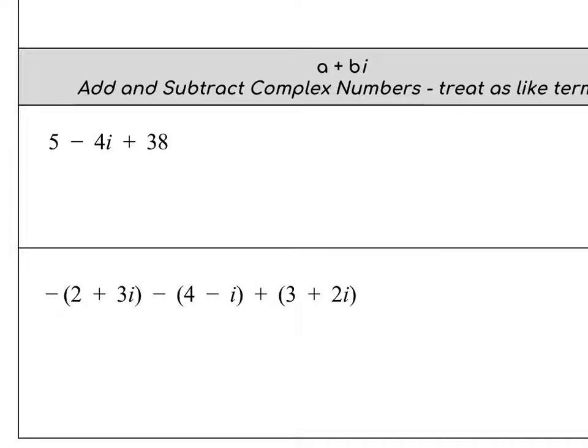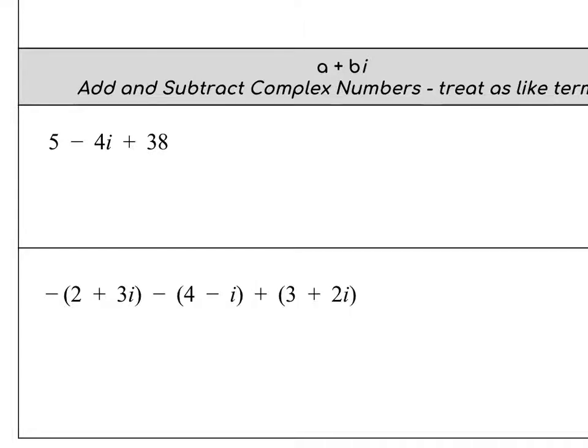Complex numbers are a combination of the real number component and the imaginary number component. So when we're adding or subtracting complex numbers, we're going to combine all of our real numbers together, and we're going to combine all of our imaginary numbers together to get one complete complex number.